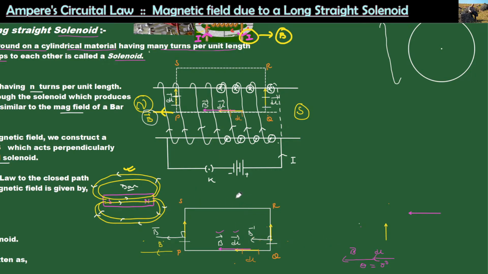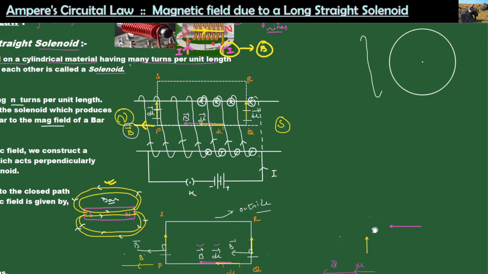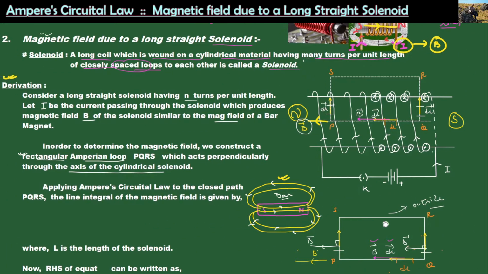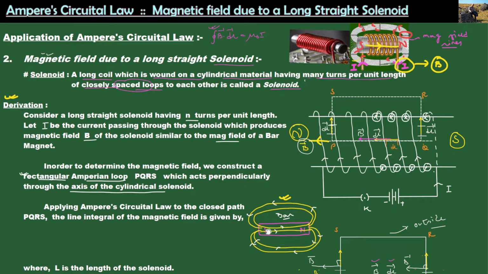So from here, when you look with respect to arm RS, this is the arm which is outside the solenoid. This arm RS is outside the solenoid. So the magnetic field will be negligibly small. So those are the important things that need attention with regards to construction of the Amperean loop.